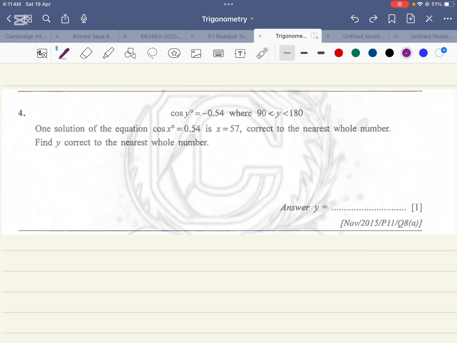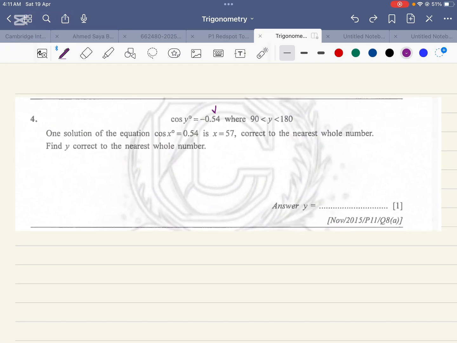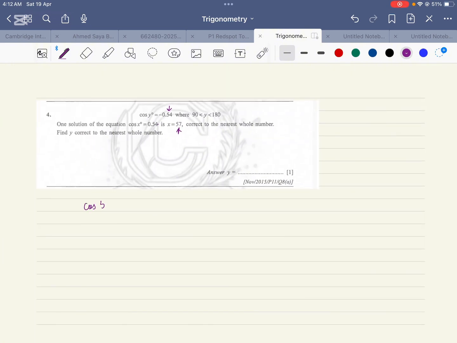One solution of the equation cos x degrees equals 0.54 is x equals 57, meaning cos 57 is equal to 0.54. And for cos y equals minus 0.54, the range of the angle that is given to you is 90 less than y less than 180, meaning it's an obtuse angle. So what will be the angle? Find y correct to the nearest whole number. If it's 57, then cos 57 is equal to minus cos of 180 minus 57. 180 minus 57 is 123. Let's find out cos of 123. So cos 123 in the calculator does give you minus 0.54. That is how you can find the answers.